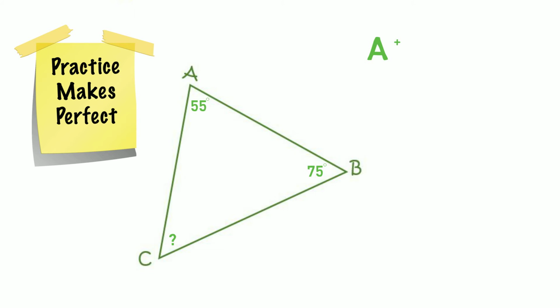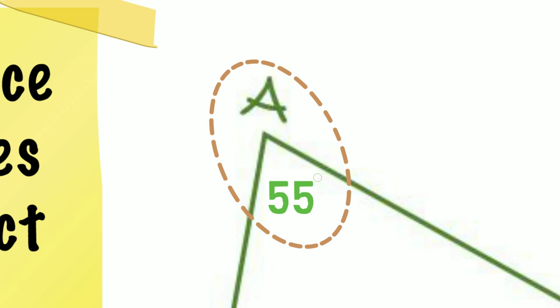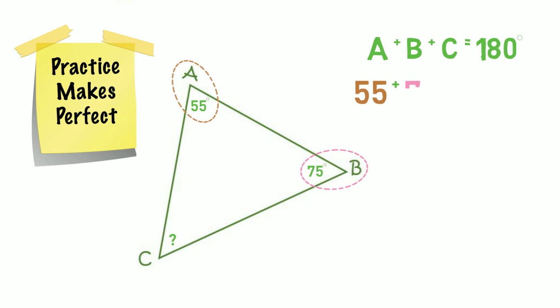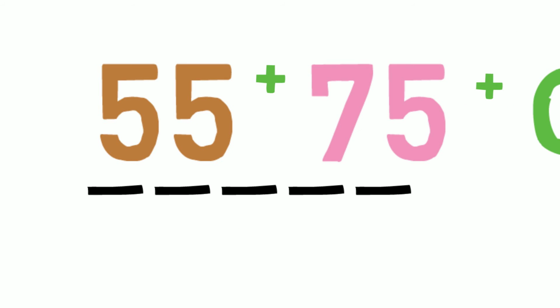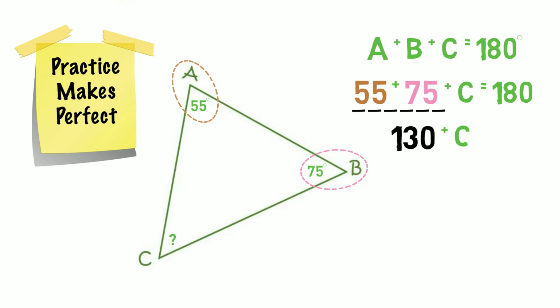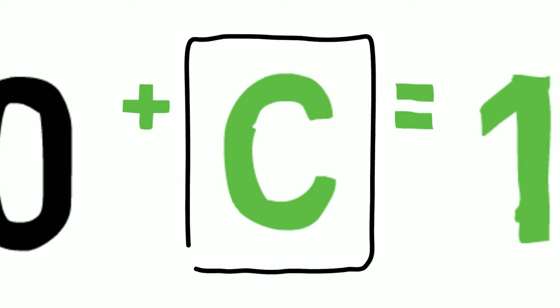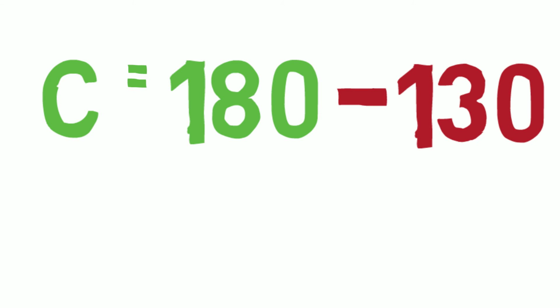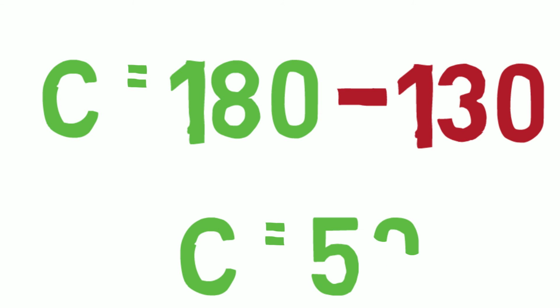Well, we know that angle A plus angle B plus angle C has to equal 180 degrees. We also know that angle A equals 55 and angle B equals 75. This means that 55 plus 75 plus angle C equals 180. Combine 55 and 75, and we now have 130 plus angle C equals 180. To isolate C by itself, we need to subtract 130 from both sides of the equation sign. That leaves us with C equals 180 minus 130, which means angle C has to equal 50 degrees.